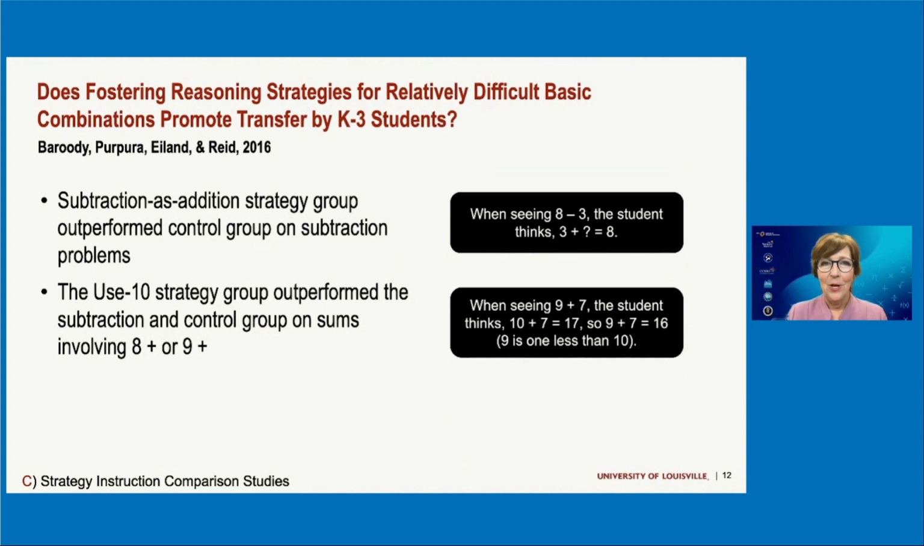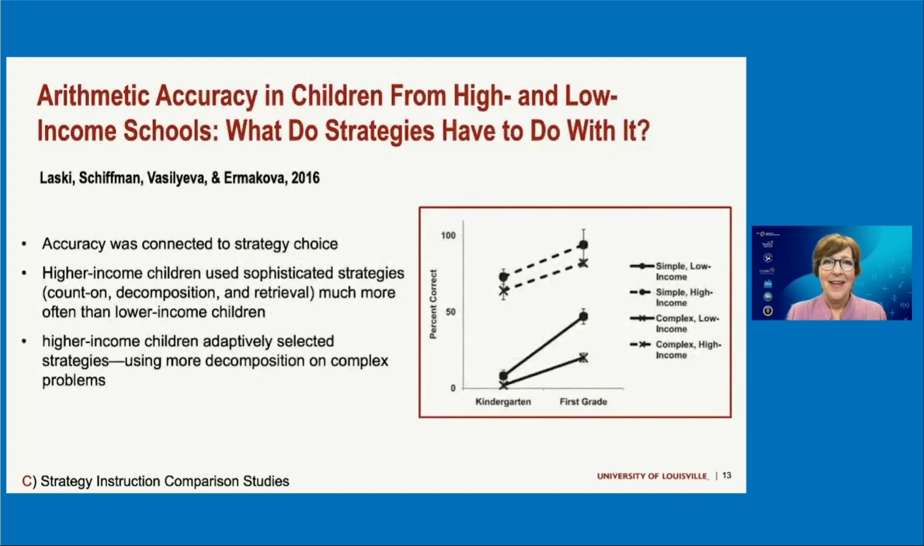And then use 10, which is that relational piece. We talked about that with the kindergarten work, knowing that 9 is 1 away from 10, that relational understanding is the use 10 strategy. So when seeing 9 plus 7, the student thinks 10 plus 7, so 9 plus 7 is 16, because 9 is 1 less than 10. It's that relational understanding. In that study, students who learned subtraction as addition outperformed the other two groups, and similarly, the use 10 strategy group outperformed the other two groups, the third group being the control group, in being able to use the strategy instead of inefficient counting strategies.